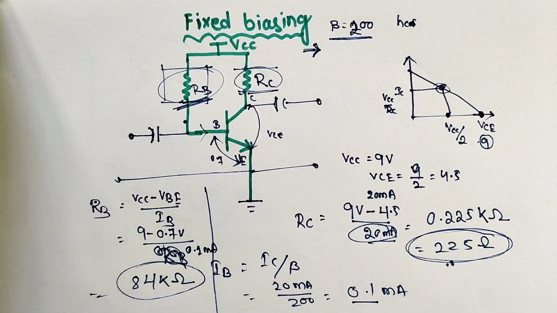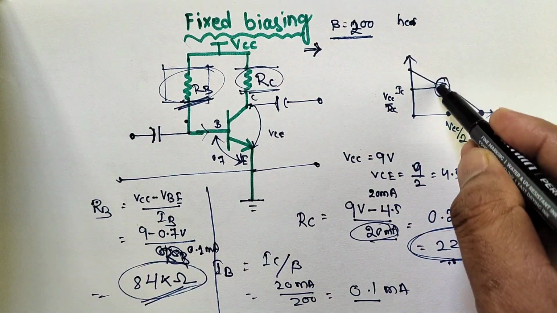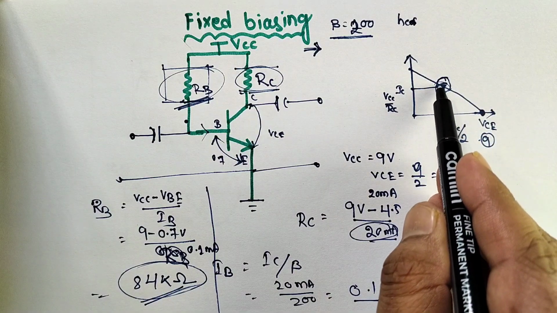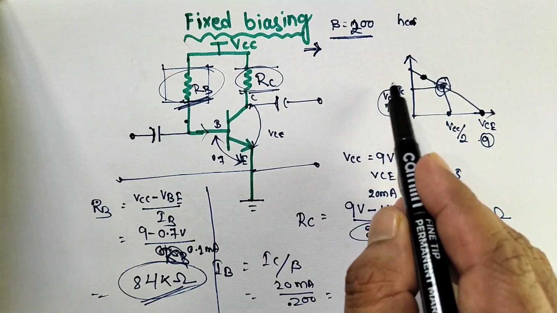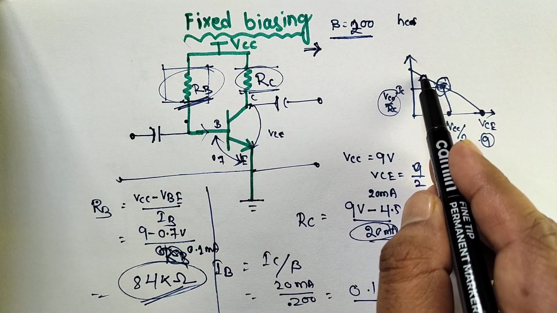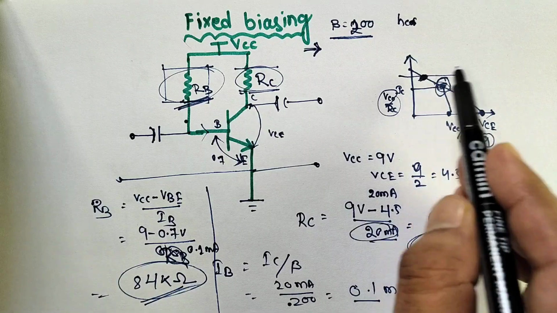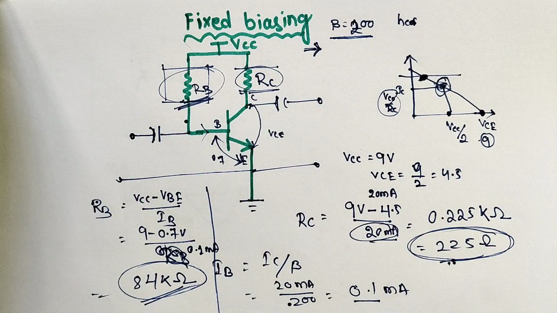But in some cases the beta will change. If the Q point is set from this value only and the beta changes, then IC also changes. Beta changes means IC changes, so this one also changes, and it is not stable. In fixed bias, this is the problem. So in the next video we are going to cover some other biasing methods, where you can control this type of problem.